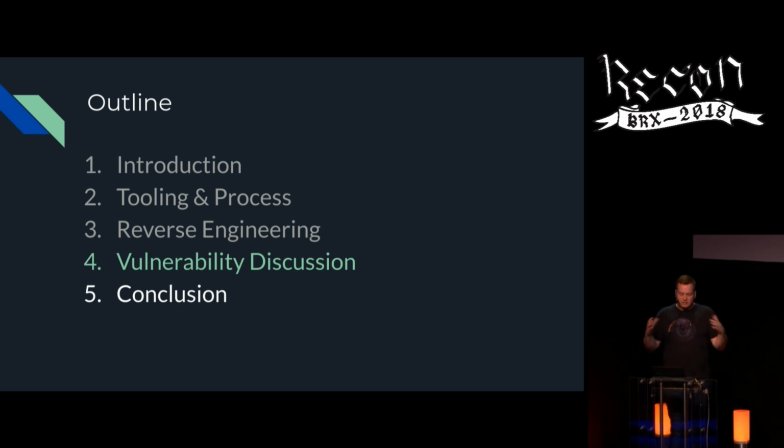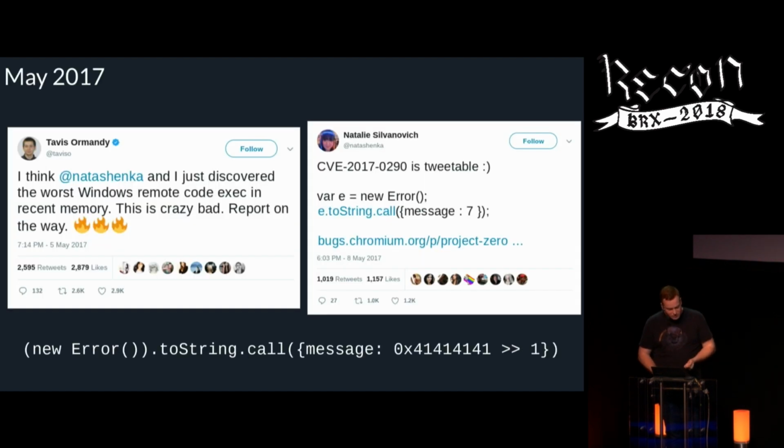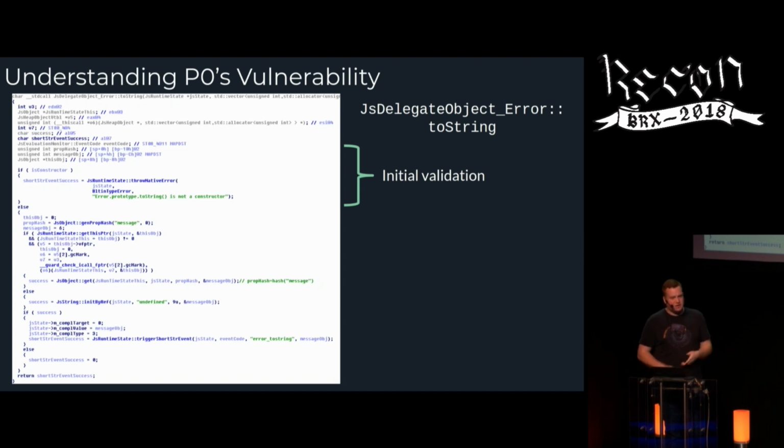So that concludes the reverse engineering portion of the talk. Just trying to cover everything I learned about this engine and how it works on the internal side. And I want to talk briefly about vulnerabilities within the engine and the attack surface left. So in May 2017, you might have seen these tweets from Tavis talking about this horrible bug that he found. This is what initially got me interested in working on reversing this engine. So one of the first things I did was try to understand the vulnerability, how it worked.